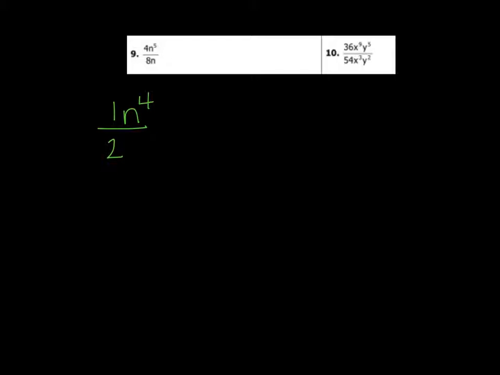So you might see it written like that. You may see it written like this. Or you may see it written, why did I write a square? That should be to the 4th power. I don't know why I did that.